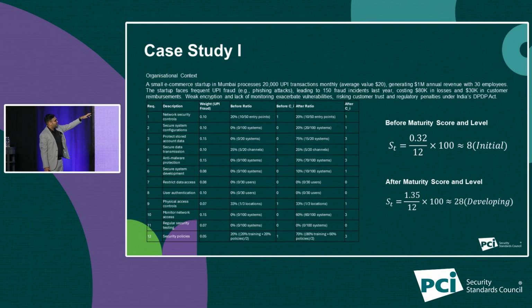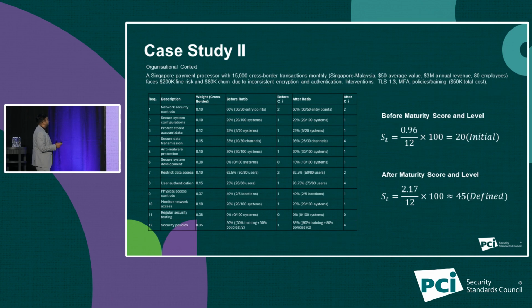So if I do that calculation as per the formula, you would see that before, the maturity level was 8 out of 100, which is initial, and that's the reason they were facing a lot of these issues. With implementing a few of the controls, it has moved to 28, which is the developing level. Remember, I had mentioned 5 levels of maturity. Let's look at another example.